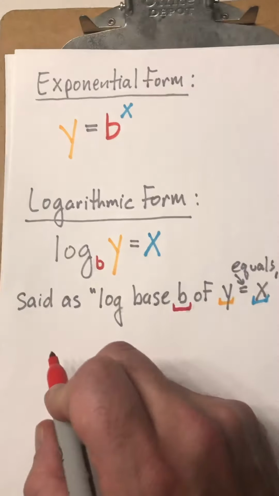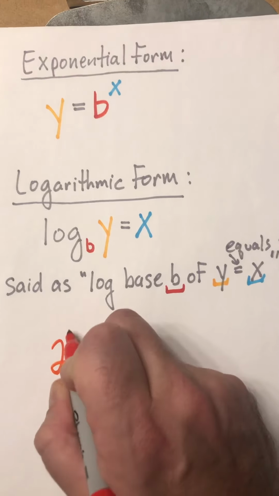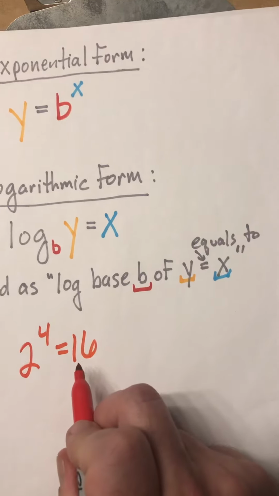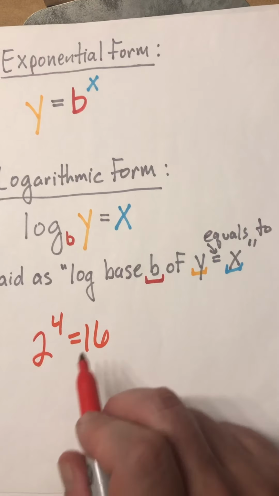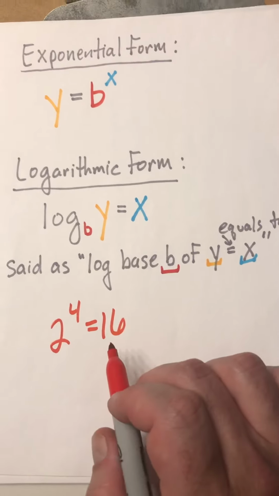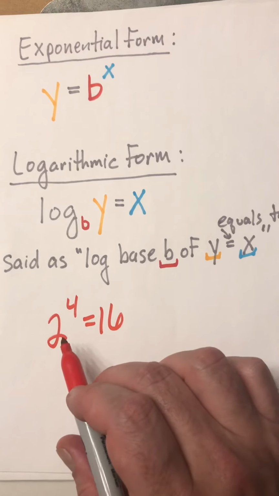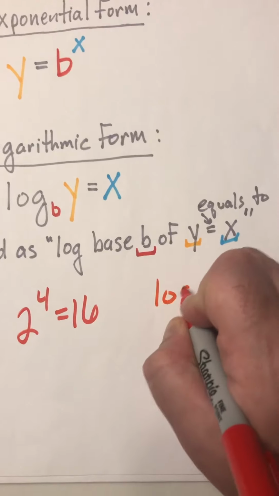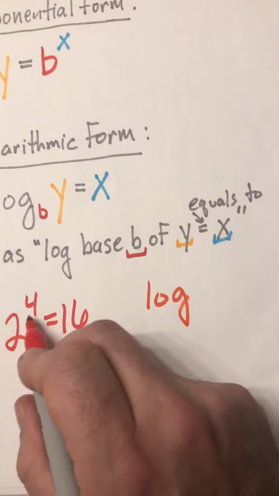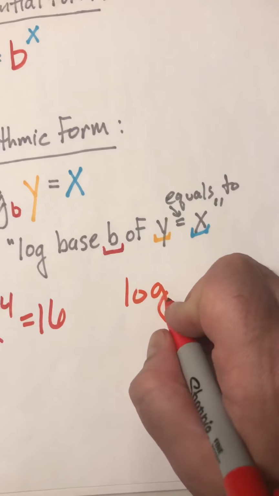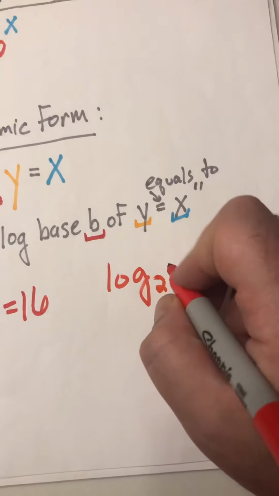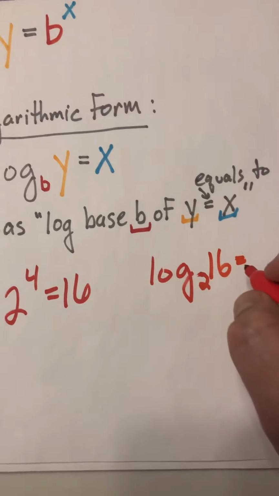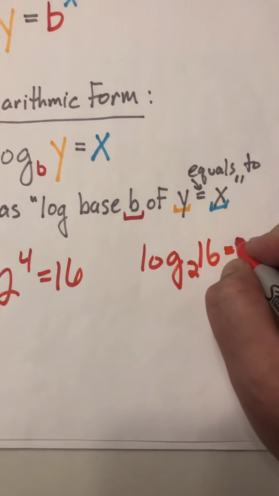So for an example, if I said 2 to the 4th power is 16, that's like saying y equals b to the x, and it doesn't matter which side y is on. So 16 is the y, 2 is the b, and the 4 is the x. So we would rewrite that to be log. The base of the exponent is the base of the logarithm, so the little b goes here, log base 2 of y, which is 16. It will always equal the exponent, which in this case would be 4.